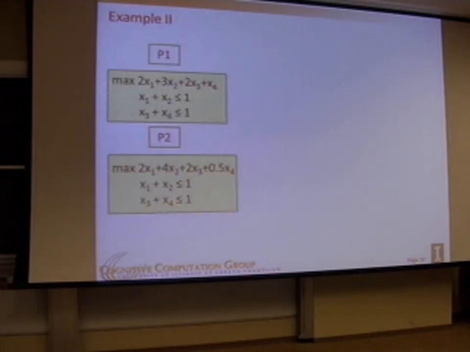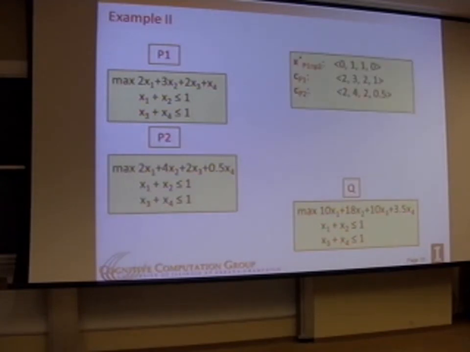Second observation. Let's think about these two ILP problems, P1 and P2, and a third problem, Q. It so happens that P1 and P2 have the same solution, and it so happens that the objective function of Q that belongs to the same equivalence class is really a conic combination of the objective functions of P1 and P2. Conic combination, basically linear combination with positive weights.